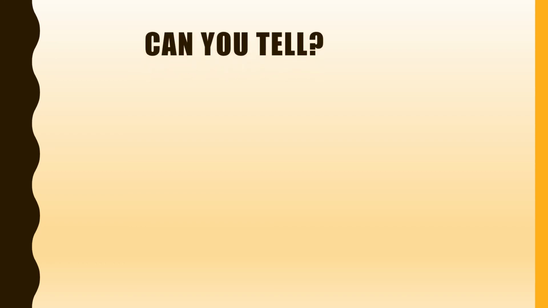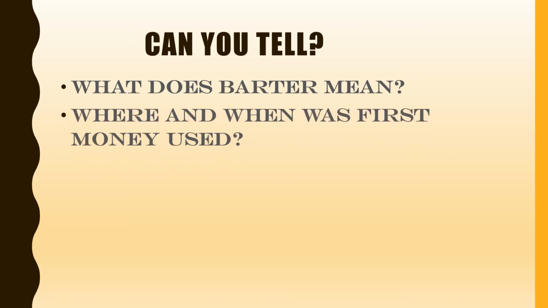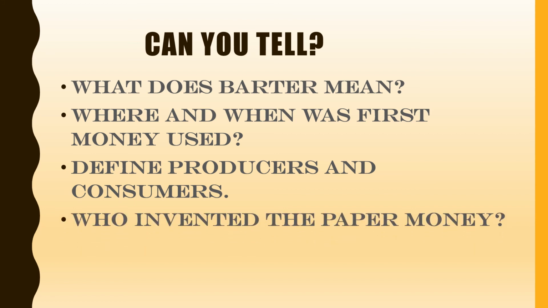Okay students, now it's your turn. You have to read the chapter thoroughly from page 48 till 50, and you have to underline the main points that I have highlighted. And I'm sure after watching this video you would be able to tell what barter means, where and when was first money used. Can you define producers and consumers? Who invented the paper money? And what is currency?